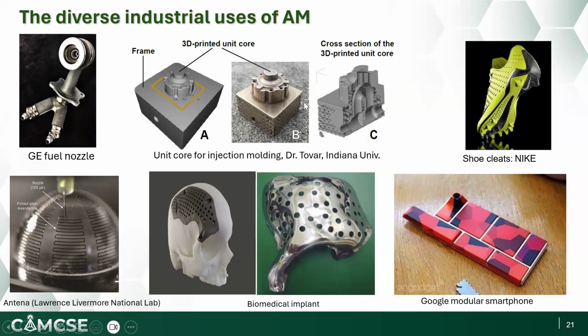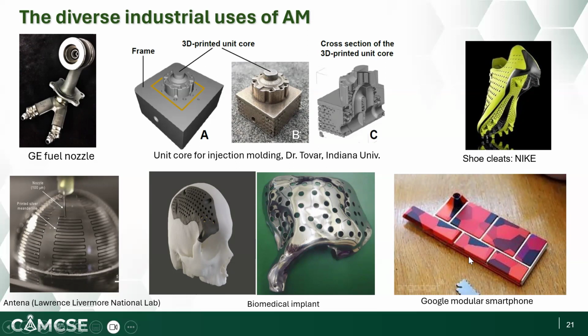figure, you will see this is an example where additive manufacturing can be used for making the injection mold, right? And on the upper right figure, you will see that additive manufacturing has been used for Nike shoe fabrication. And then at the bottom, you will see that additive manufacturing can be used for many functional parts, such as the antenna and biomedical implants, as well as the Google smartphone.